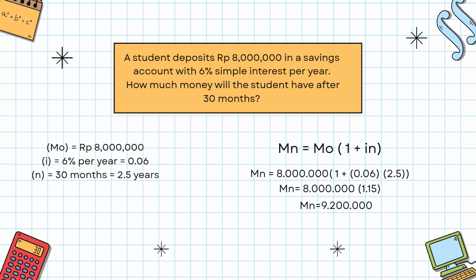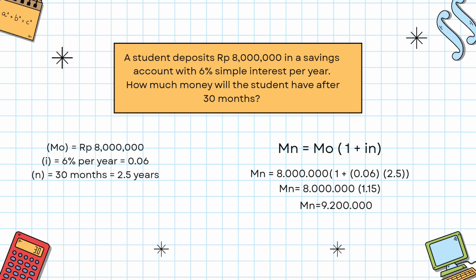Here, we know that Mo is 8 million and I is 6% per year, and we convert it to decimal, that is 0.06, and n is 30 months, or if we turn it into years, it's 2.5 years. And we substitute it into the formula. The formula that we use is Mn equals Mo times (1 plus I times n).